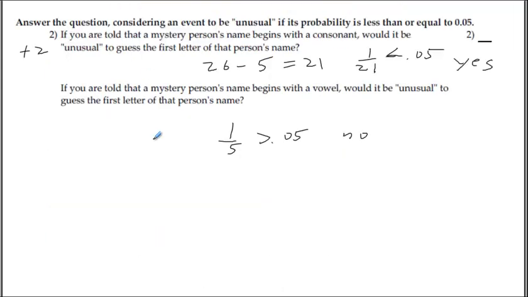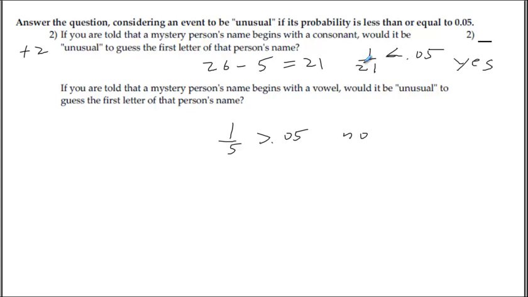Number 2. I was a little lenient in the grading here. Would it be unusual to guess the first letter? If we just count 5 vowels, there's 21 consonants. 1 out of 21 is a little bit less than 5%. So would it be unusual? Yes. If you said there's 6 vowels, that'd be 1 out of 20, which is exactly 0.05. Then you could kind of say no, but it says it's unusual if it's less than or equal to. So honestly, it is equal to 5%. We should still say it is rare, unusual, yes.